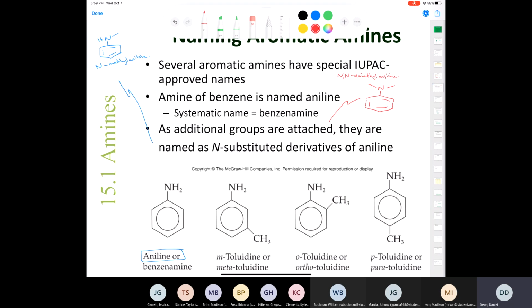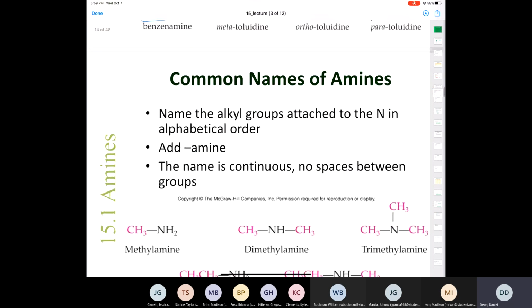But anyhow, if you have an amine and it only has one methyl group on it, that's what we call a toluidine derivative. Of course, if the substituents are in a 1-3 arrangement, we call it meta-toluidine. If we have them in a 1-2 arrangement, that's called ortho-toluidine. And if they're in a 1-4 arrangement like this, we call that a para-toluidine. So the toluidines and anilines, make sure you know those.